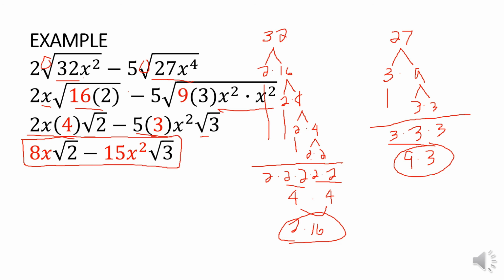I hope it is clear for you in combining radical expressions, that is adding or subtracting radical expressions. We can only add or subtract radicals if they are similar. When we say similar radicals, they have the same indices or orders, and they have the same radicand. So if they are not similar radicals, then we cannot add or subtract the radical expressions.